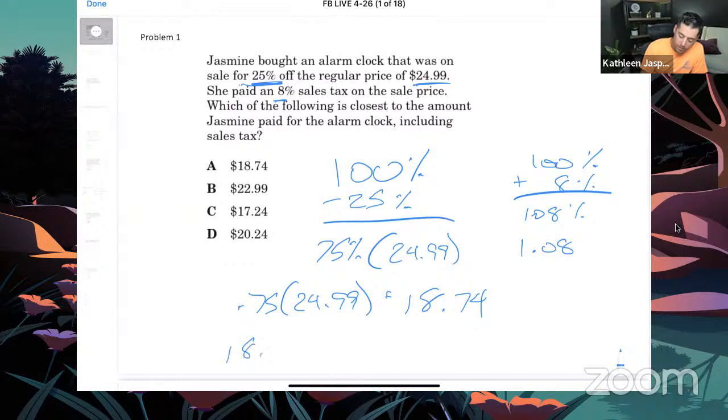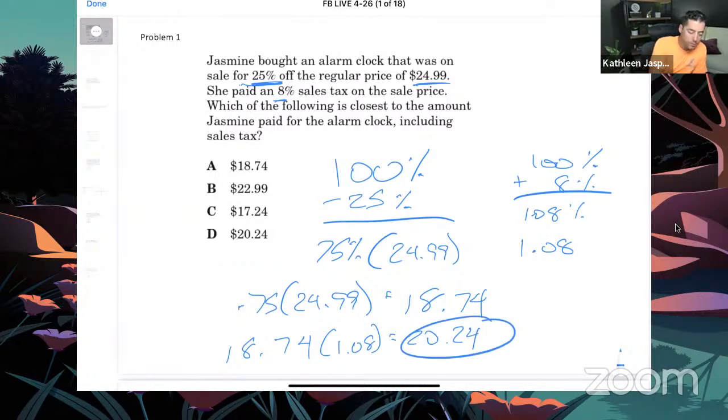When I do 18.74 times 1.08, I get $20.24. That is the total price of what the cost is going to be for this item after a 25% discount and then 8% tax on the sale price, $20.24. Okay, so that's how you calculate a discount plus a sales tax.